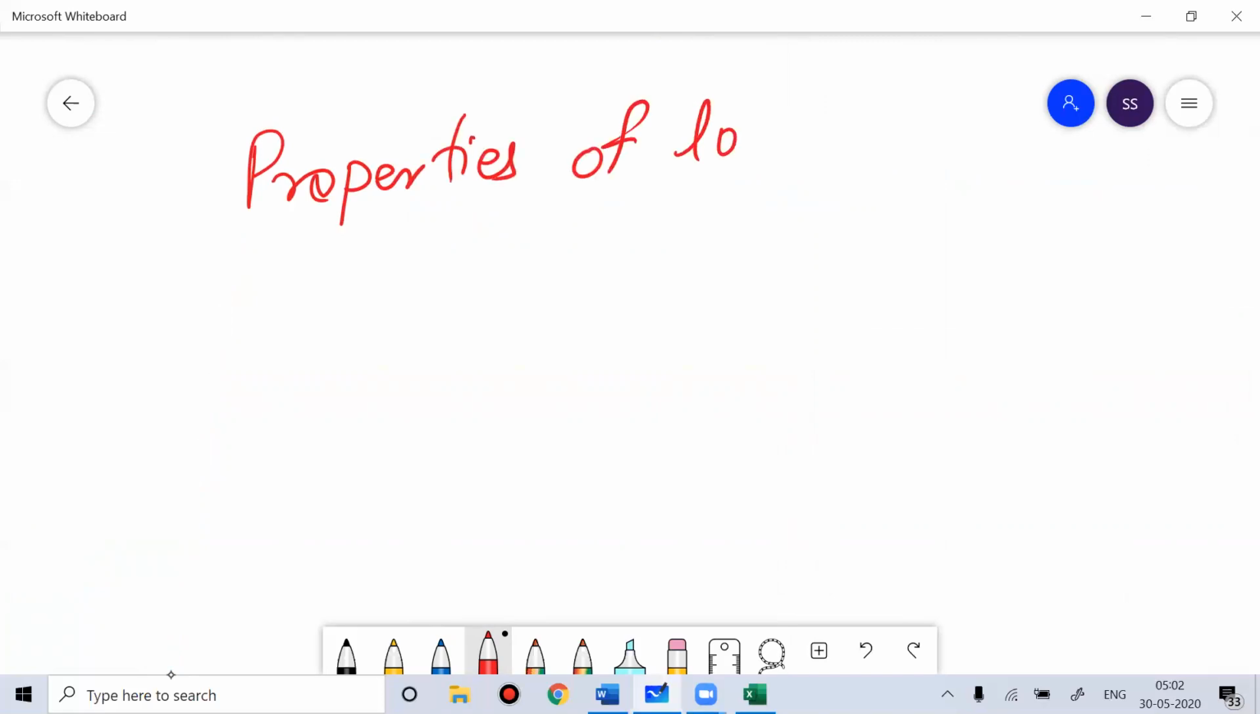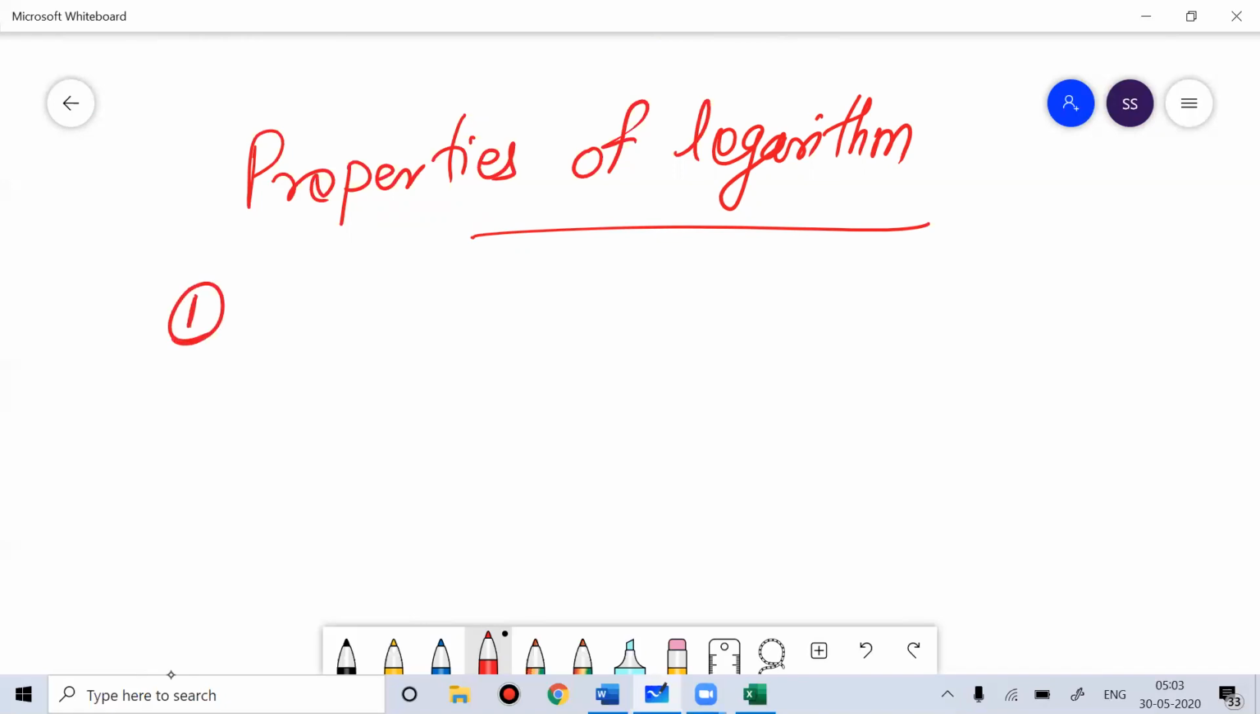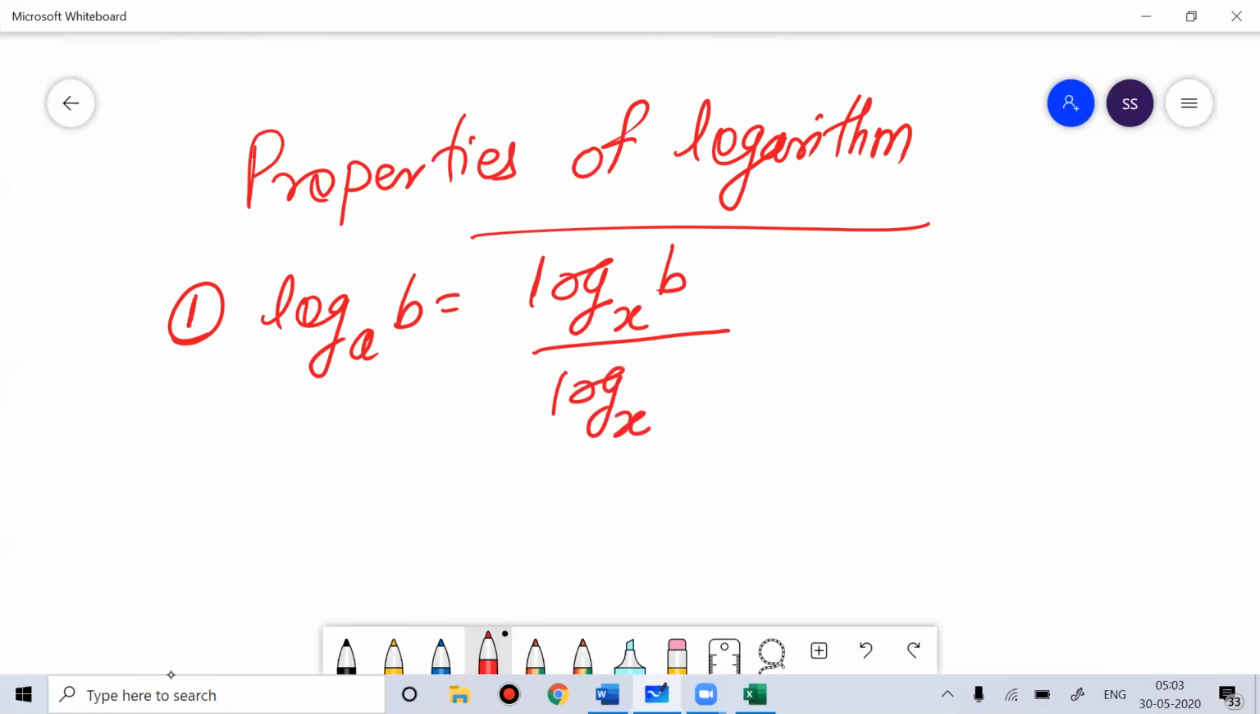So let's talk about the properties of logarithm. All the problems, all the questions on logarithm, whatever we'll solve, are on these properties only. So the basic property of logarithm is log of b to the base a, where the base is a and the number is b. You can write this as log of b to any base divided by log of a to the same base. You can write the same thing as 1 divided by log of a to the base b.